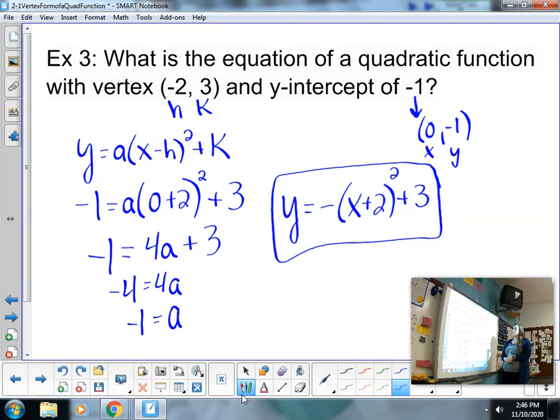So again, just to review the process, you're going to plug in your h and k. You're going to plug in some example of your x and y. Sometimes they'll present it like they did here with a y-intercept. Sometimes they'll actually tell you what the ordered pair is. Plug everything in, solve for a. Once you get a, then plug in a and h and k to get the actual equation in vertex form.